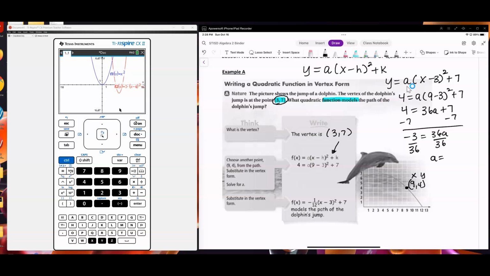We know that 3 and 36 are both divisible by 3, so what I'm doing here is simplifying. So I have negative 1 over 12. So I know that a is negative 1 over 12. Now what you're going to do is substitute, and you get this as an equation.